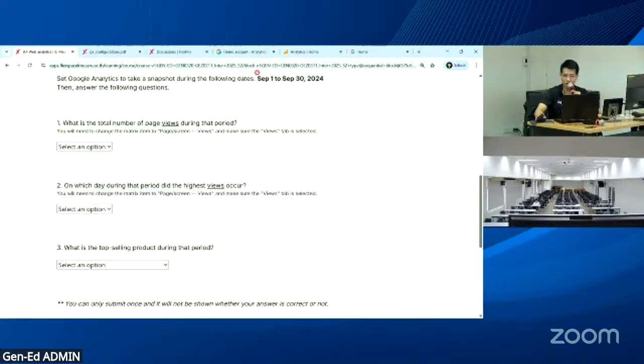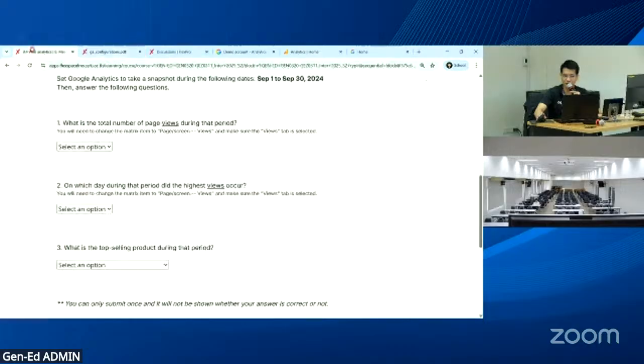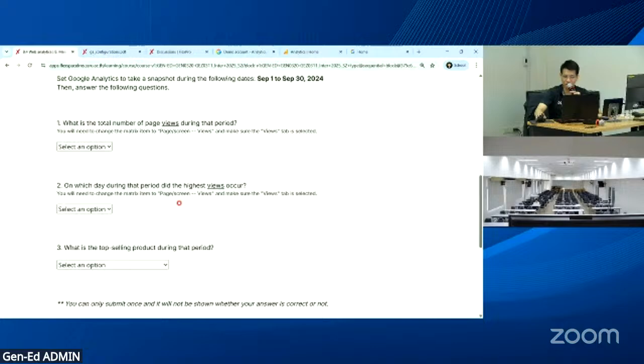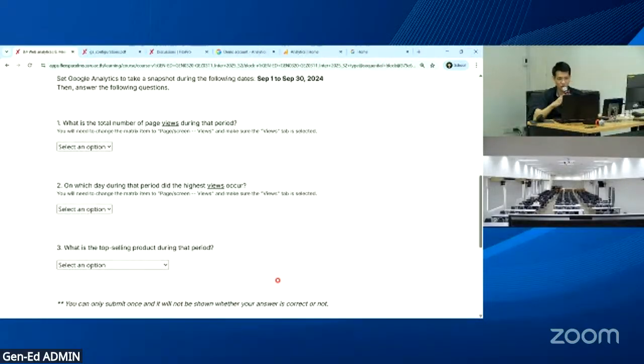So be careful, and check carefully which configuration you have. Choose the corresponding one, configuration 1, 2, or 3, and then use the information on the screenshot to help you answer the 3 questions. The questions can vary from student to student. Please note that you can only submit once and it will not be shown whether your answer is correct or not. It only shows whether you attempted or not.